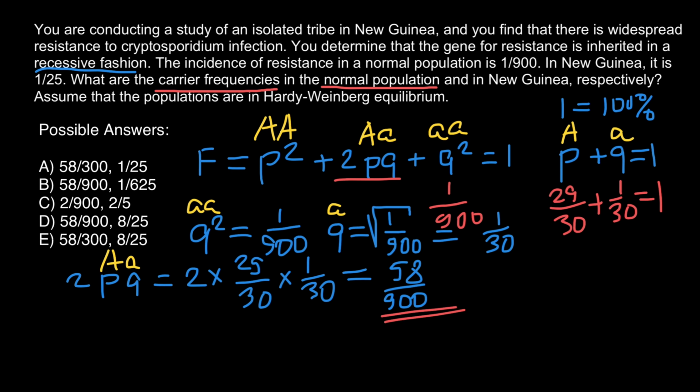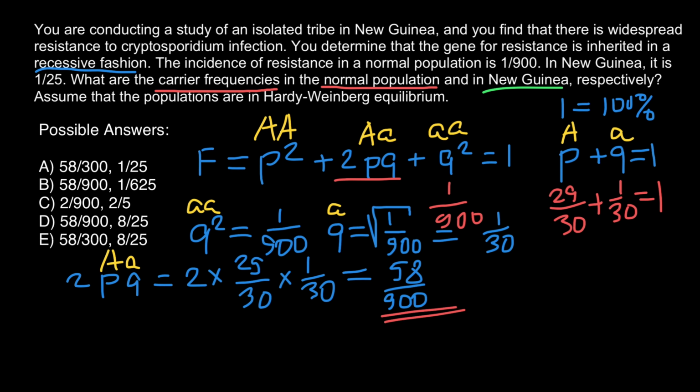Now, the second part of the question: what is the frequency of the carriers in New Guinea? People in New Guinea were under pressure of this disease, so of course we understand that they would have more people who belong to this genotype, which is resistant to this disease, and of course also would have more carriers, because the frequency of the recessive allele in the population would be much higher.